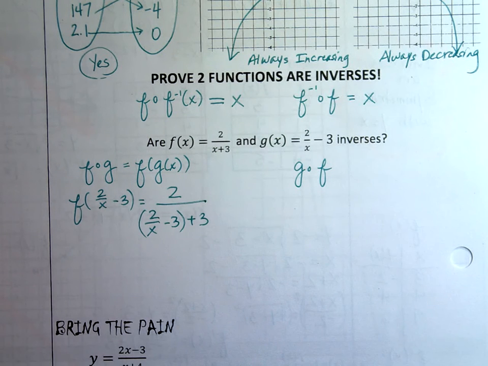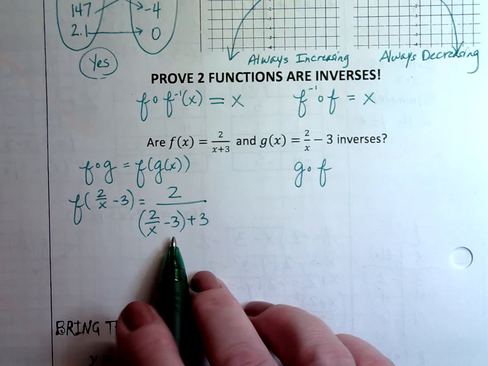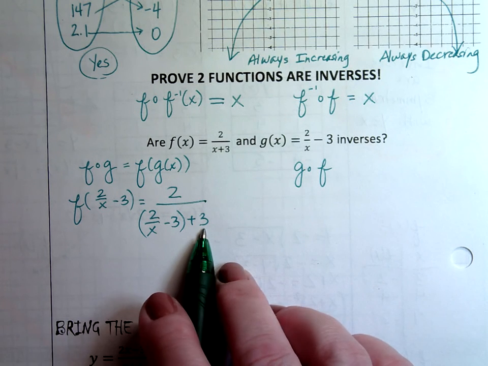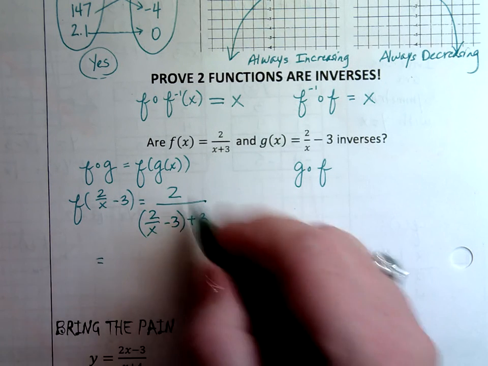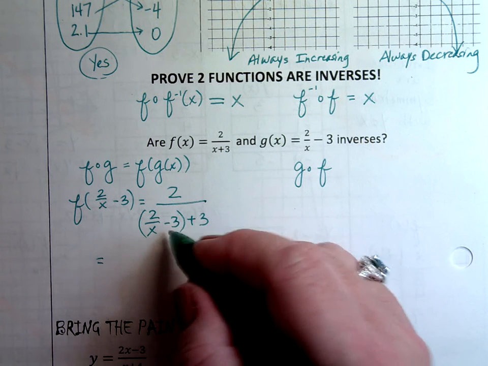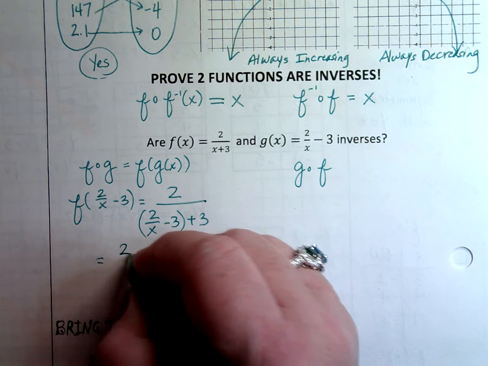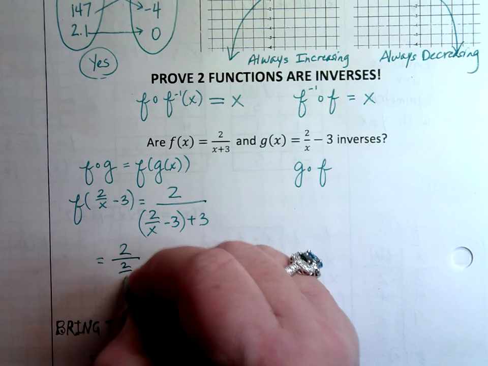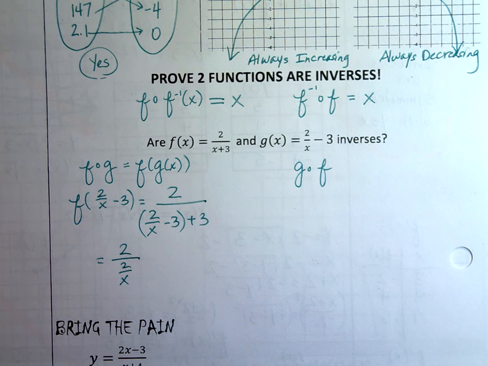Well, this gets kind of messy, but first thing I see is that I have a minus 3 and a plus 3. So the first move I can make is to cancel those 3's. Well, that's going to give me 2 over 2 over x. That's awful. That's a complex fraction.